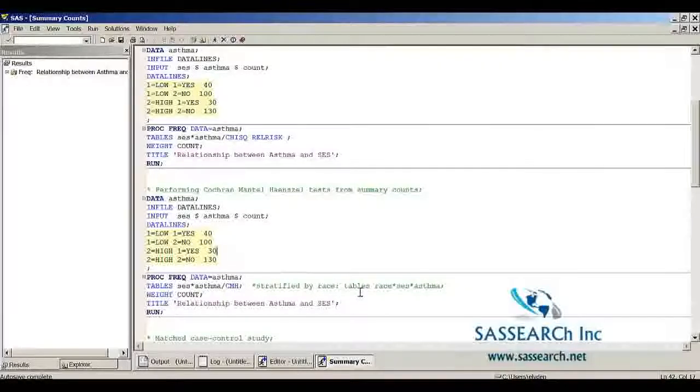So if we had a table of race by SES by asthma, then we could look at the association of socioeconomic status and asthma after adjusting for race. I'm just going to show you the statistics that are generated with the CMH option when we just go with SES * asthma, because we don't have information for race in our data set.